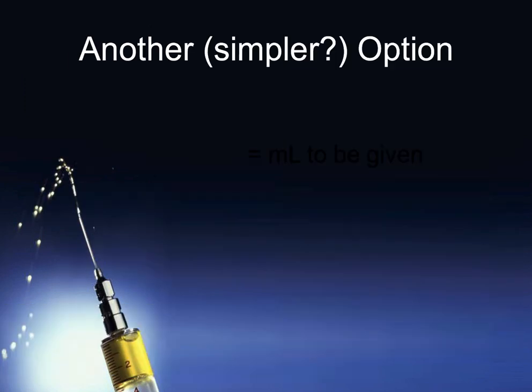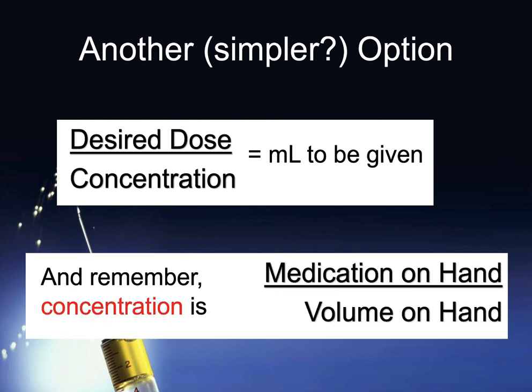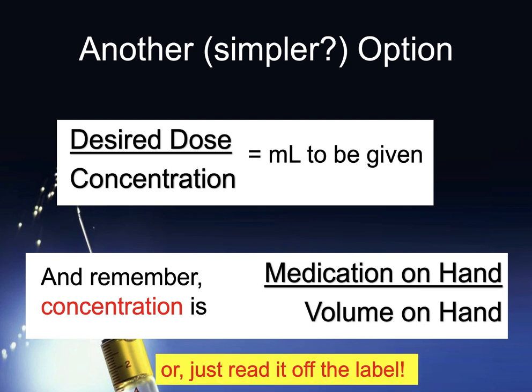Another simpler option, and I say simpler with a question mark because not everybody finds this simpler, is to do desired dose divided by the concentration. It will also give you the exact same answer, the milliliters to be given. So remember, when we talk about concentration, we're talking about the medication on hand divided by the volume on hand, or the easiest way is to just read it off the label. And since your label is going to tell you the concentration, if you know how much drug you want to give, and you know the concentration, you can do the simple math and get that.